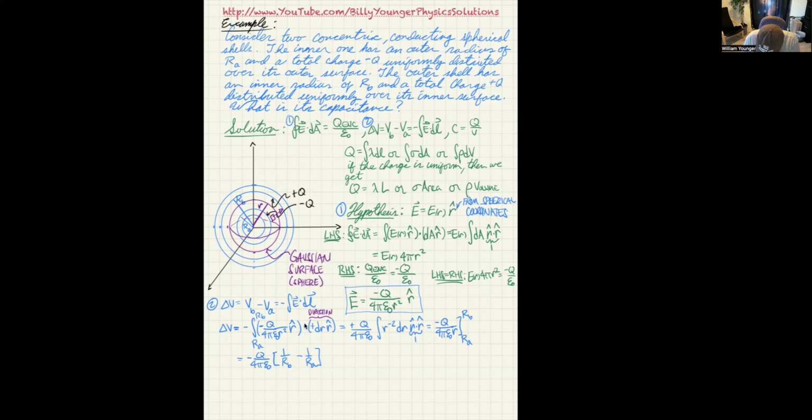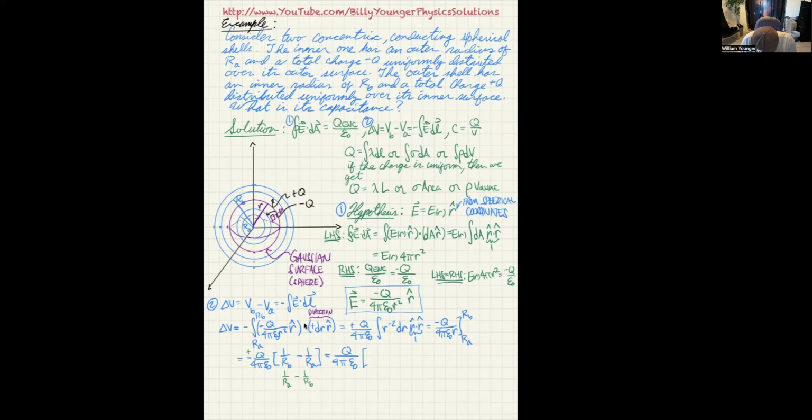Just to get rid of the ugliness of the negative, I'm going to reverse the order and say Q over 4 pi epsilon naught. And now, again reversing these two, I'm going to get 1 over RA minus 1 over RB. Ooh, that was bad. I just erased everything. And then this sign is going to become positive.